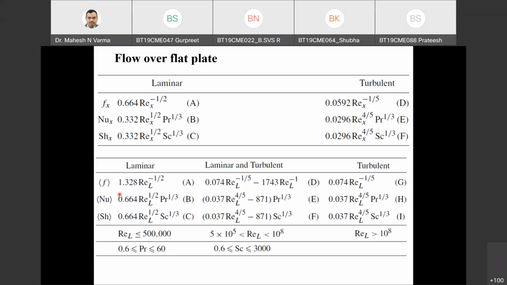Now you assume that you have a tool now. The friction factor is 0.1328 Reynolds number raised to half. Now you can use this in flow through pipe, flow over sphere, flow over tube, and everywhere you can use. That is not the case.